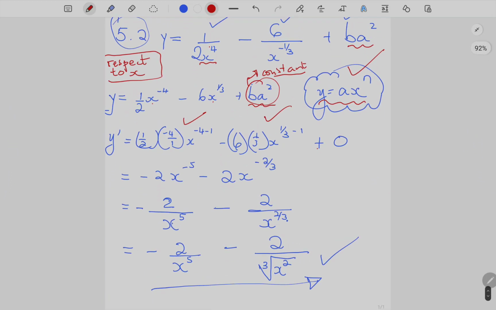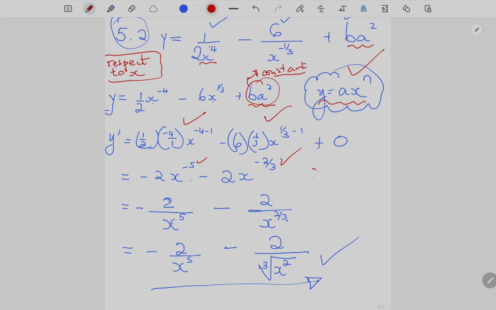Okay, now we move. What is half times negative 4 over 1? It is equal to negative 2 x to the power minus 5, because minus 4 minus 1 gives us minus 5. This one is correct. Then what is negative 6 times 1 over 3, with x to the power 1 over 3 minus 1? Negative 6 times 1 over 3 is negative 2, x to the power minus 2 over 3. Then on this step, you don't need to write this 0 here.